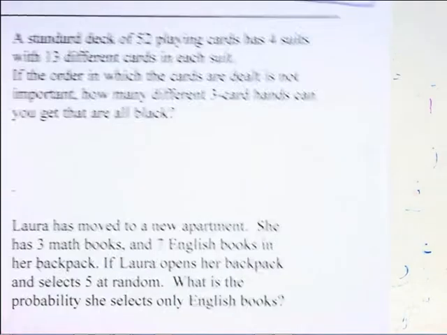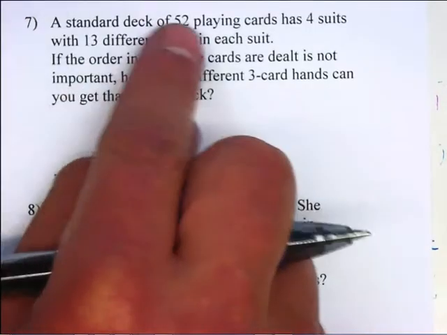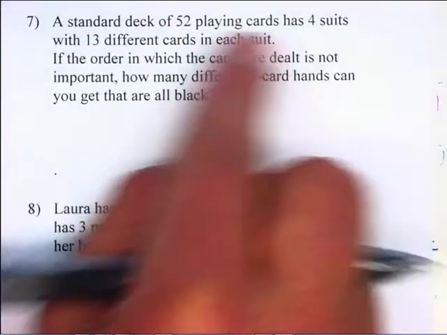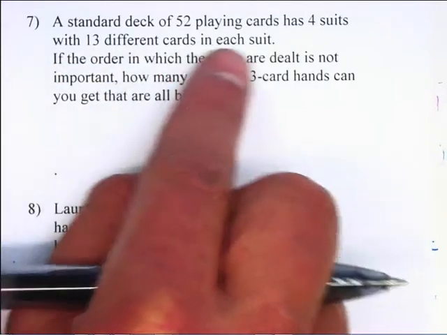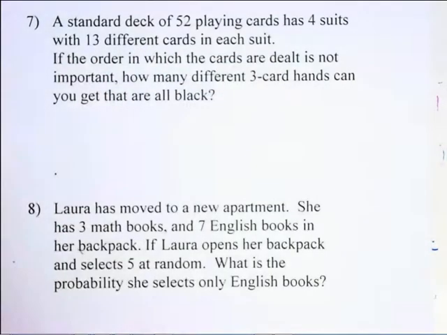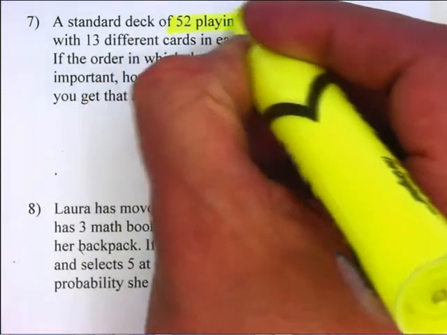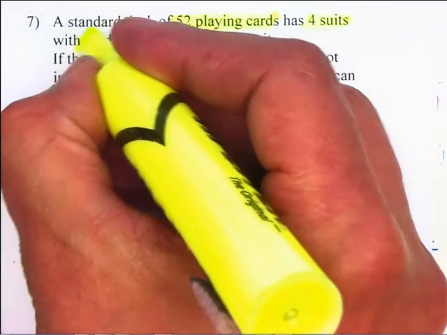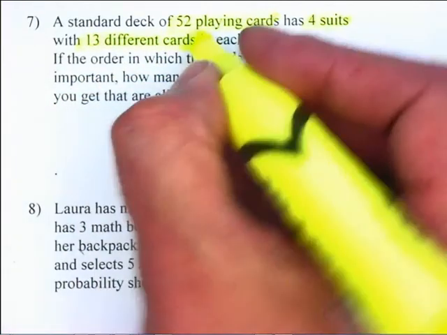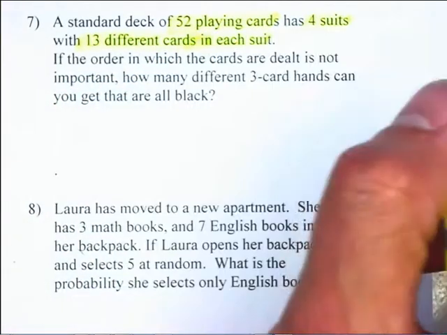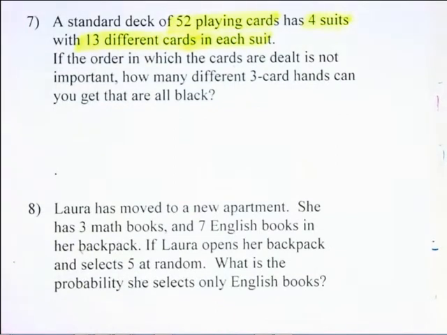Now let's continue to problem number 7. On problem number 7, it says a standard deck of 52 playing cards has 4 suits, 13 different cards in each suit. So in this case, they just give you the basic information. They tell you that there are 52 cards, 4 suits in the deck, and there's 13 different cards in each suit. All the information that you already know.